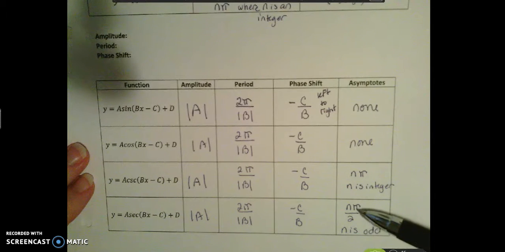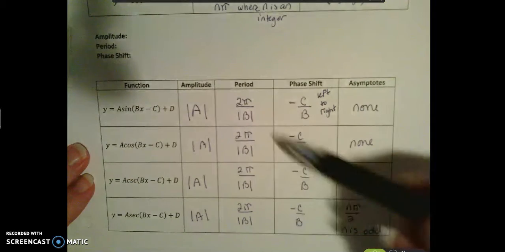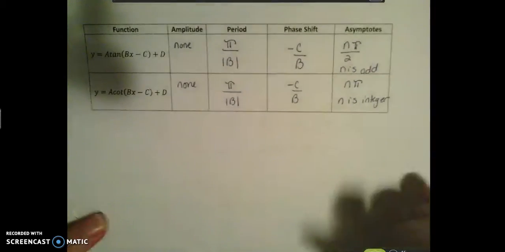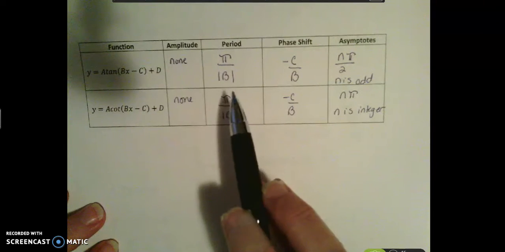Secant has an asymptote at n pi over 2, where n is odd. And all of these are dealing with a period of 2 pi. So we're going to do some examples of those in a minute. Okay. Now the tangent and cotangent both had periods of pi.